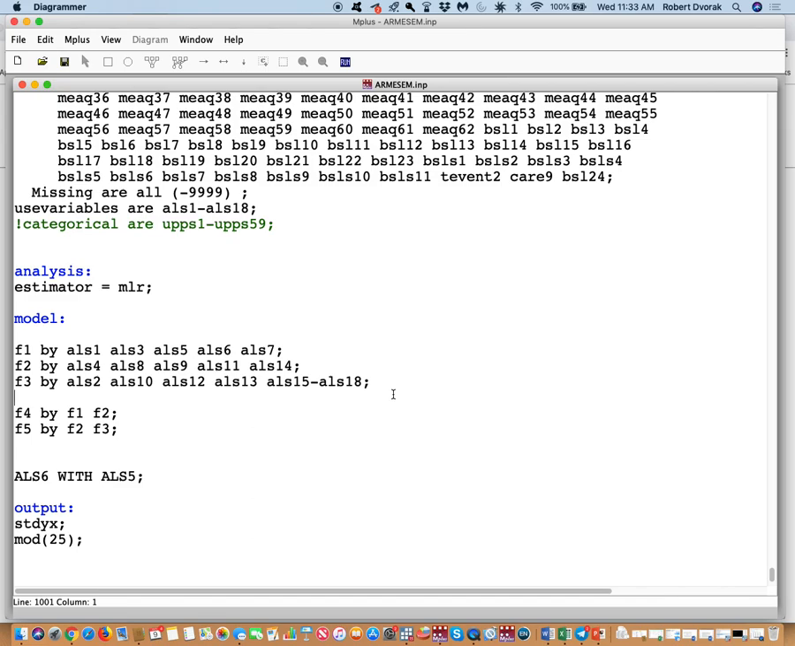All right. The last thing that I want to talk about today is the use of different types of estimators. So we've been using MLR, and MLR assumes something very specific about the distribution of your outcomes for your items. Does anyone know what MLR assumes?